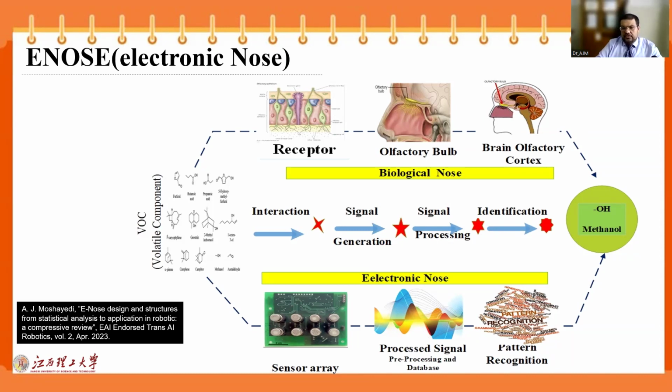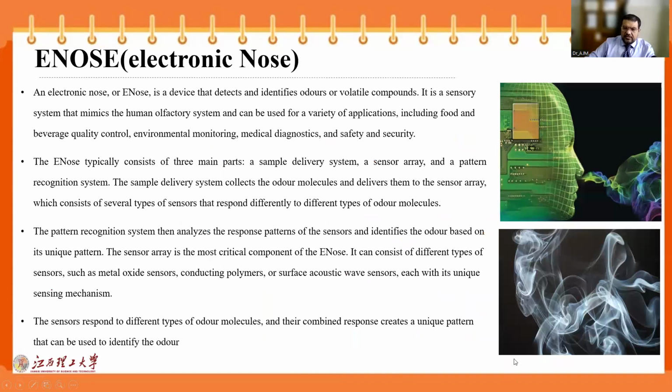These olfactory bulbs are equal to the pre-processing and database part, which we can have inside our eNose. And then the olfactory cortex in the human brain is the part that classifies and distinguishes between the different odors and smells. It can be replicated with the pattern recognition part.